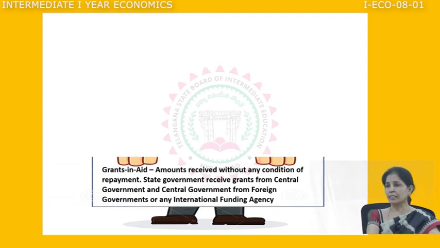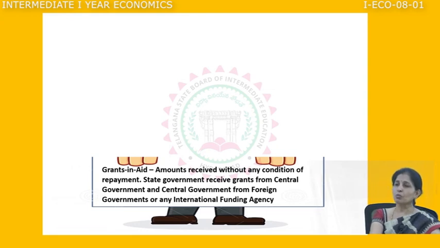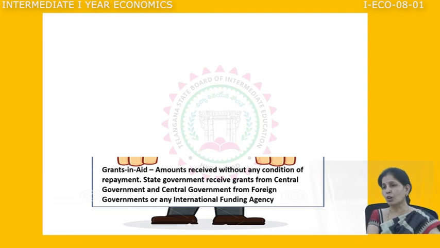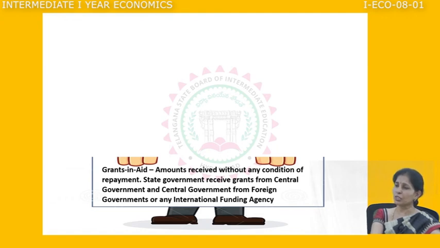The next one is grants in aid. This is the amount the government receives without any condition of repayment. We need not pay for this. Here, the state government receives grants from the central government, and the central government receives from foreign governments or any international funding agency. This we generally find when any state is suffering from a natural calamity. Recently, when we had the Kerala floods, the government spent from voluntary contributions made by institutions, NGOs, and the government. So this kind of funds, when the government is giving or receiving it, we call it grant in aid.